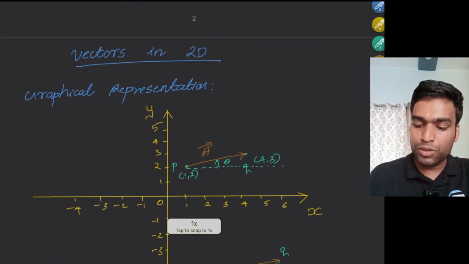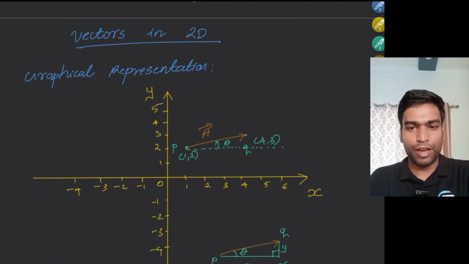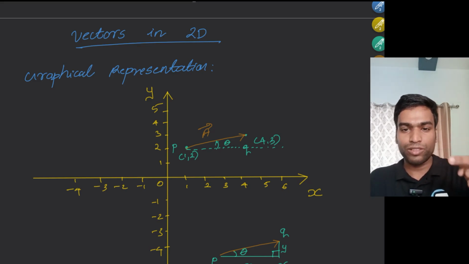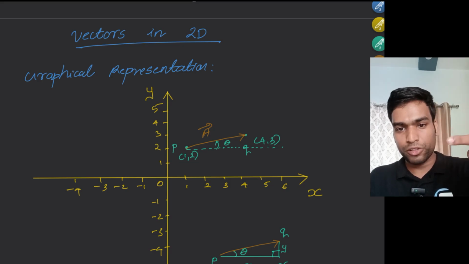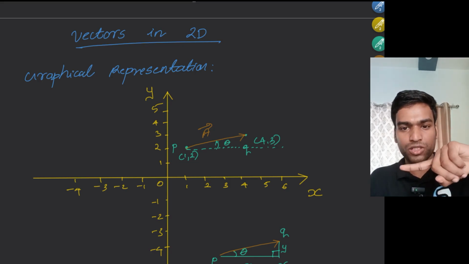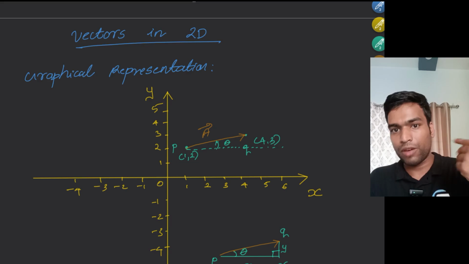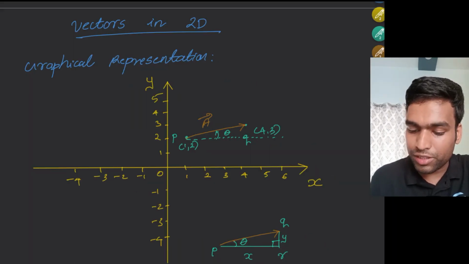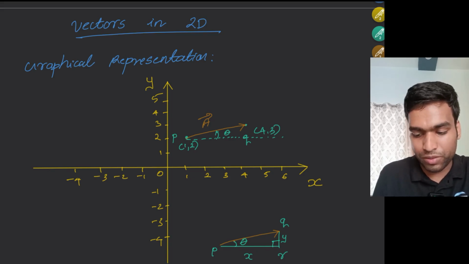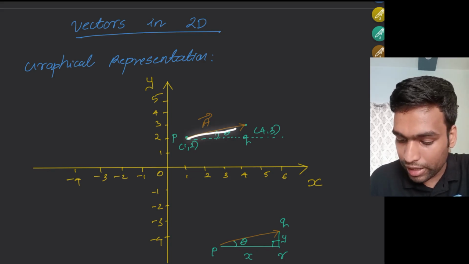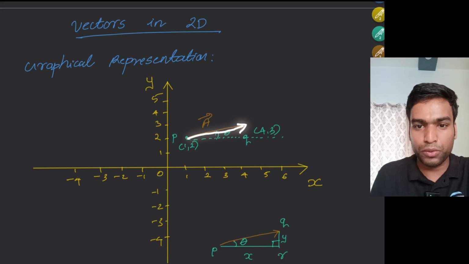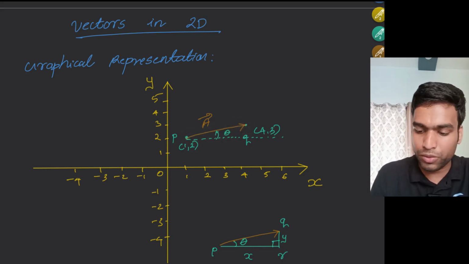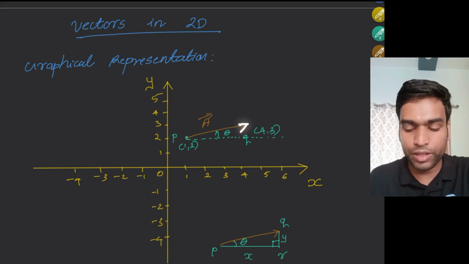Now, vectors in 2D are interesting because you can have an infinite number of possibilities. In one dimension, there were only a negative direction and a positive direction. But here, between 0 and 360 degrees, you can have an infinite number of possibilities for the angle. So the graphical representation is almost similar to one dimension. You have an arrow with a head to show the magnitude and direction. The length will give you the magnitude and the head will give you the direction, right?